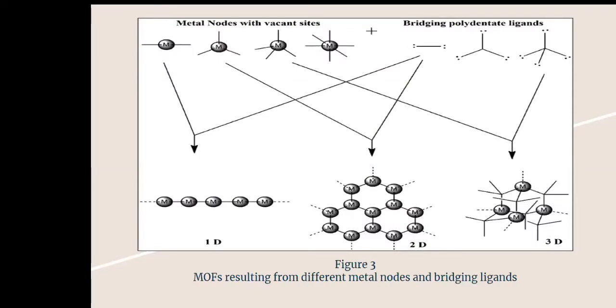This Figure 3 shows you the metal organic frameworks resulting from different metal nodes and bridging ligands. For example, we have these metal nodes with vacant sites, and also the bridging polydentate ligand. So from this reaction, we can get either a 1 dimension, 2 dimension, or 3 dimension metal organic framework.